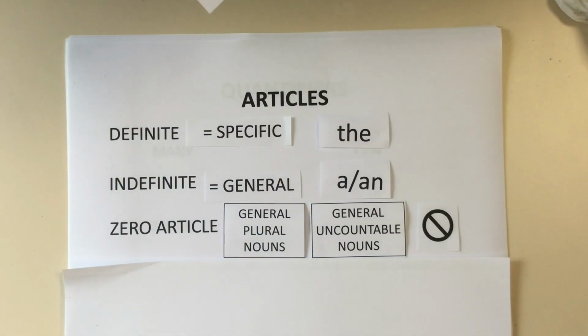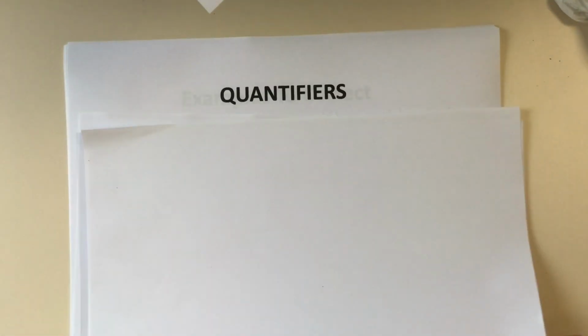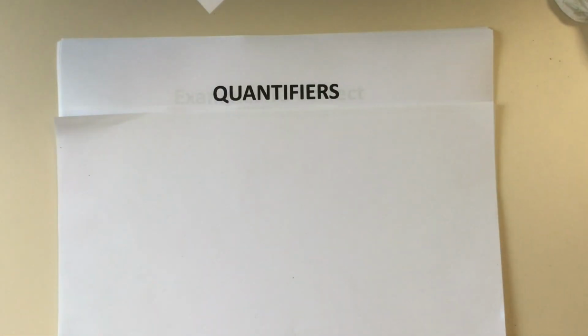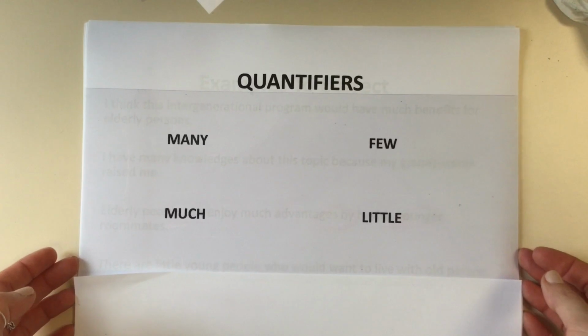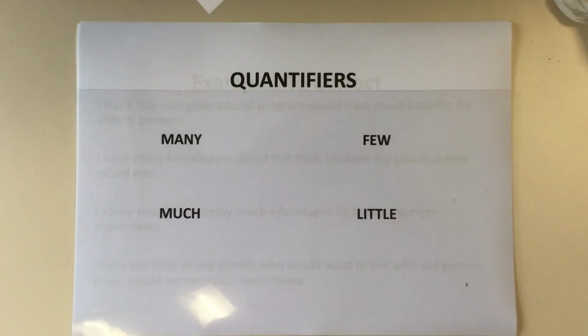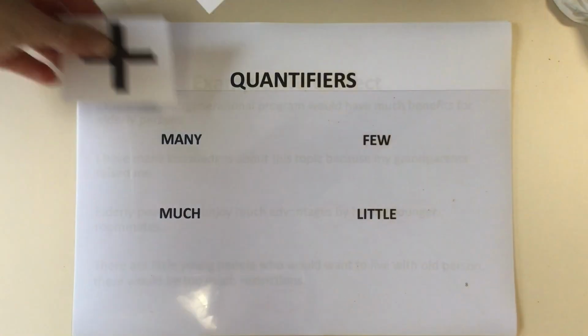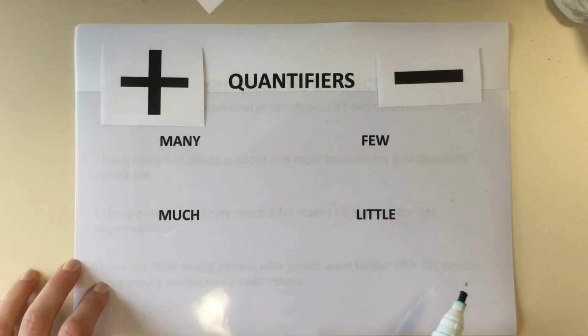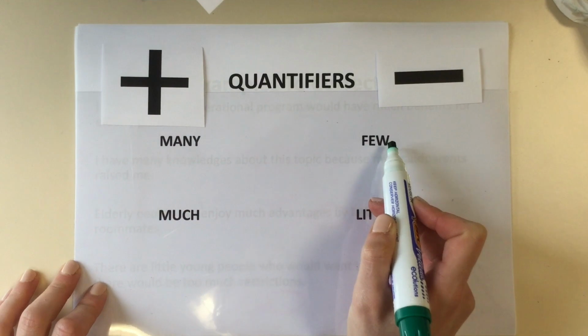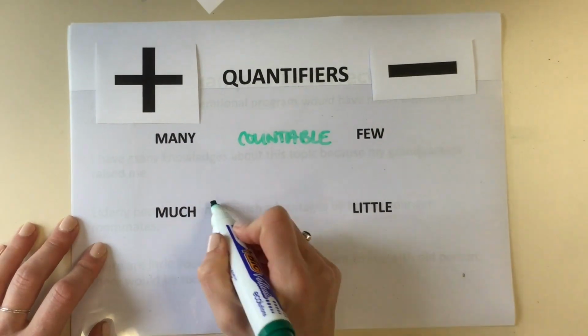Let's move on now to quantifiers. Quantifiers determine the quantity of the noun in question. Here we have 4 common quantifiers which are often used incorrectly: many, much, few, and little. First of all, many and much refer to a large quantity, little and few to a small quantity. So how do you know which one to use? Once again, it depends on if the noun is countable or uncountable.